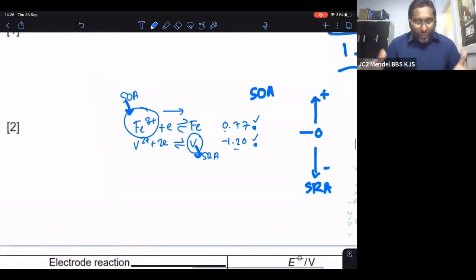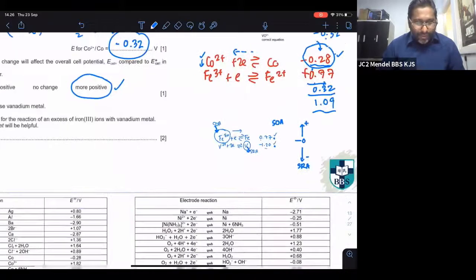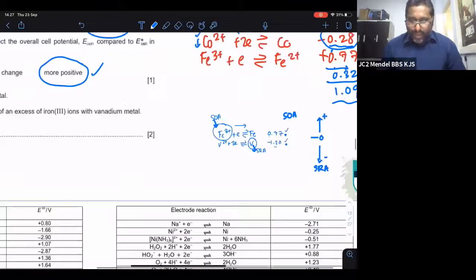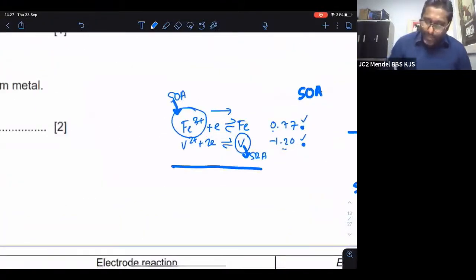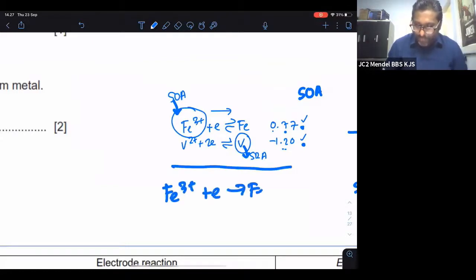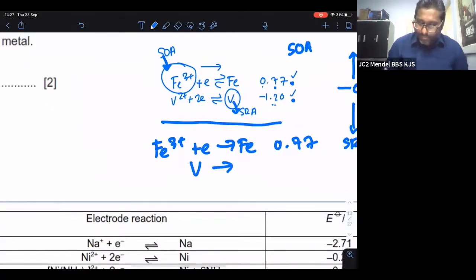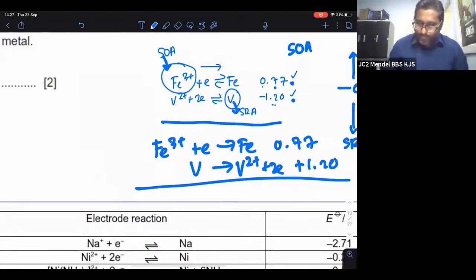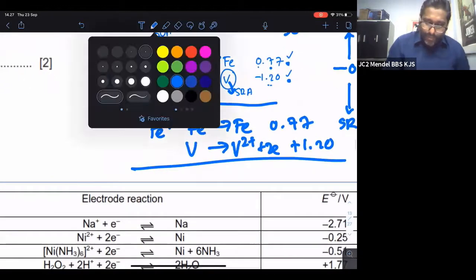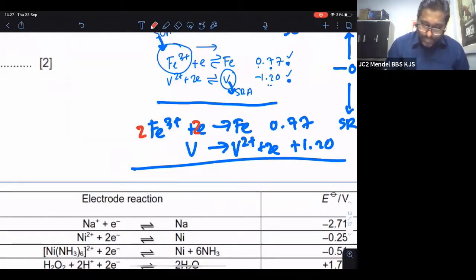There are two methods, and I think this method is more suitable for this. They say write the equation, construct the equation. Quite simple. You just need to find out this is positive. Fe3+ plus electron gives you Fe, 0.77. Then you put vanadium to become vanadium 2+, positive 1.20. The equation you need to write times by 2, so you will get this.